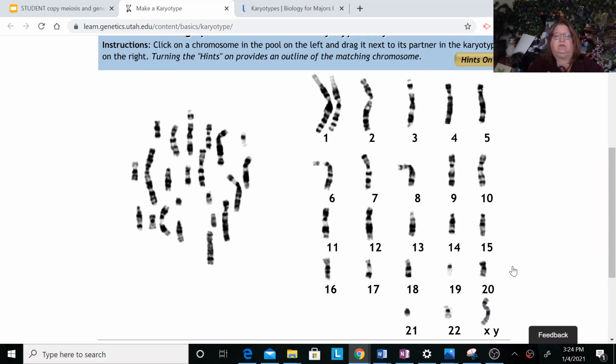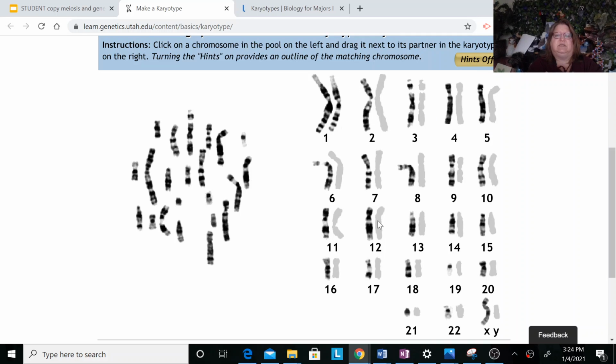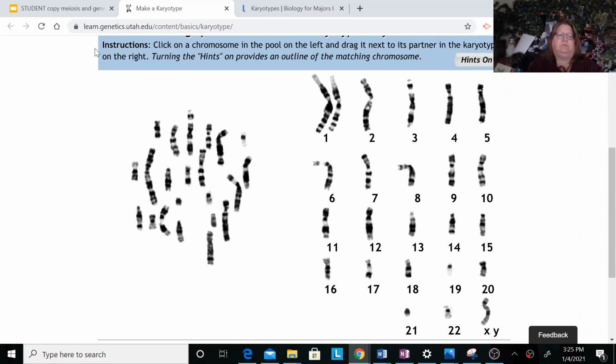You'll be able to sort them out. It gets a little tricky on the third and fourth rows because some of them look very close. There is a hints option. If you click the hints, it'll give you the silhouette to look for, which is fine if you need it. You can do that.